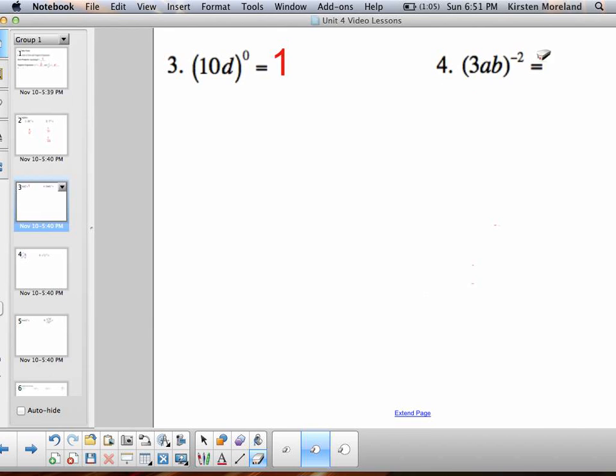Now this one I have an exponent outside. So I need to make sure I distribute that.